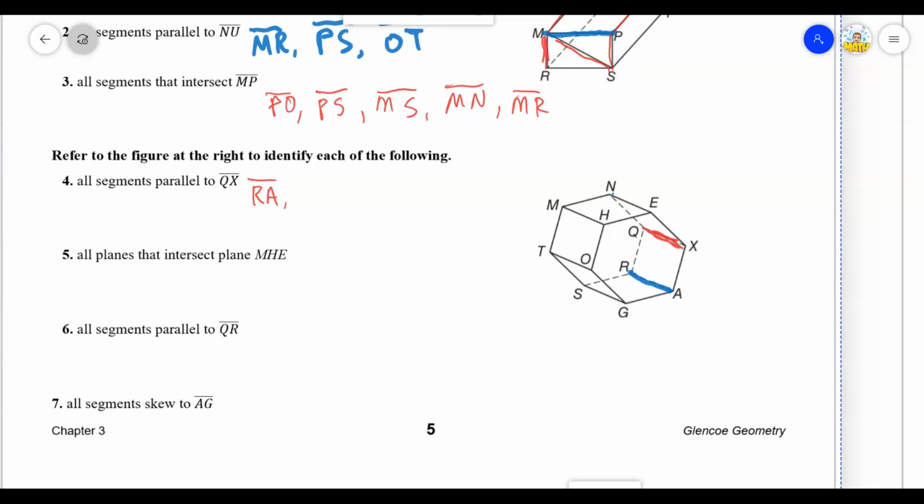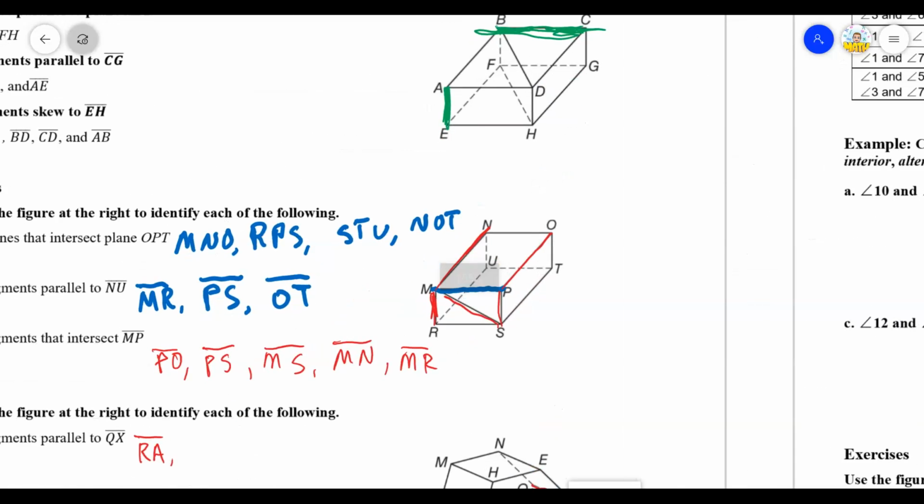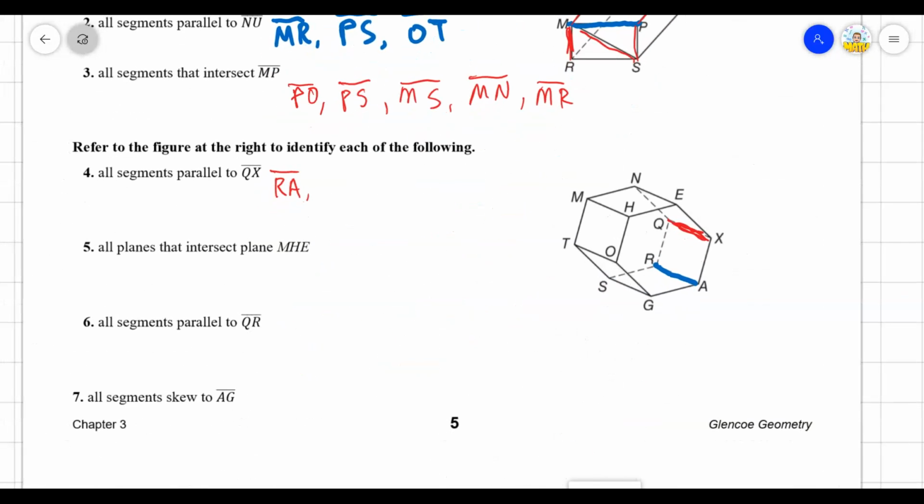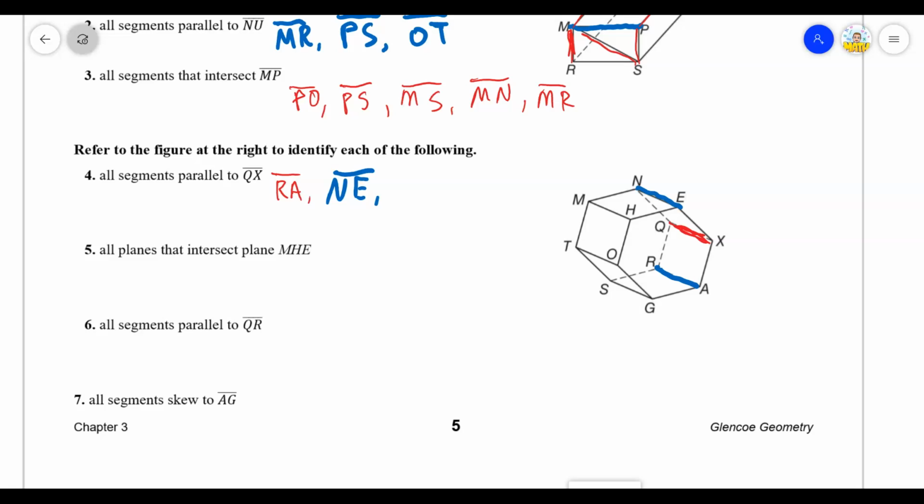I think this segment here, NE, would be parallel to it if we look closely. And this one is definitely going to be parallel to it. This segment here would run parallel to it. That's MH.